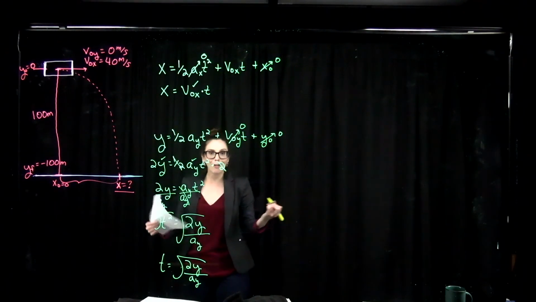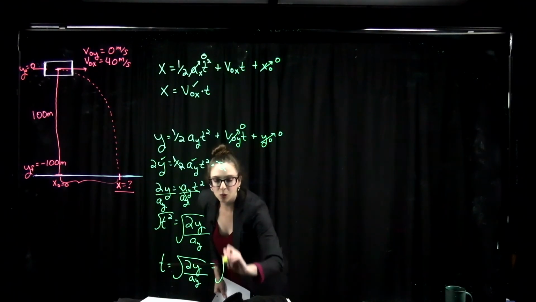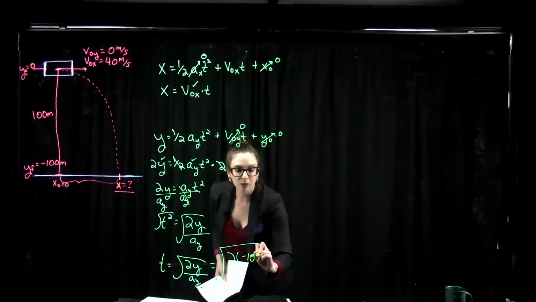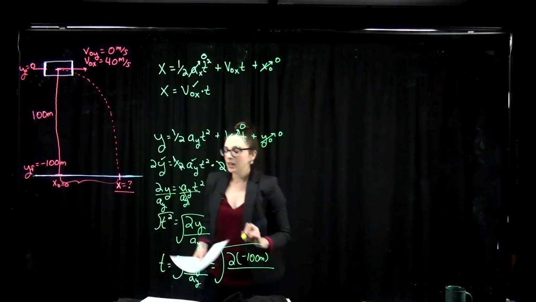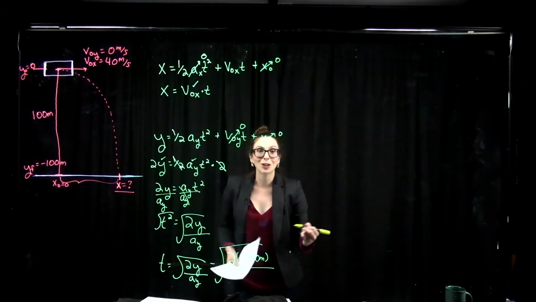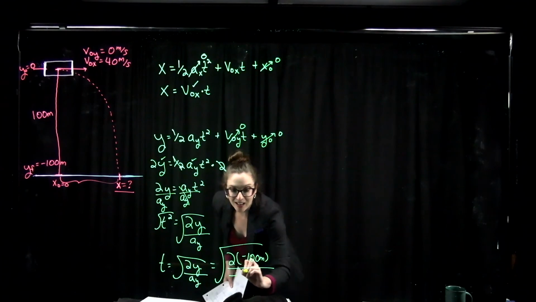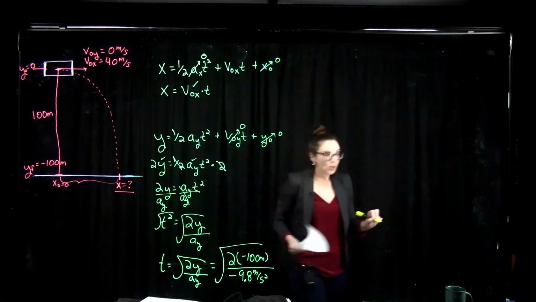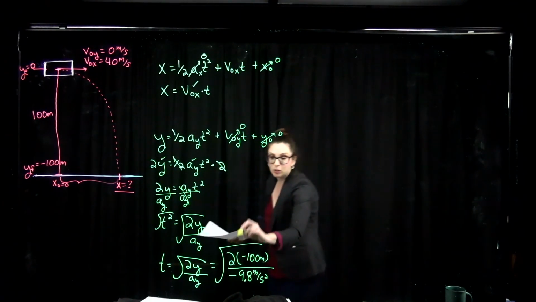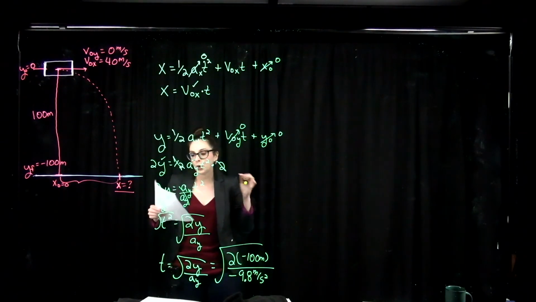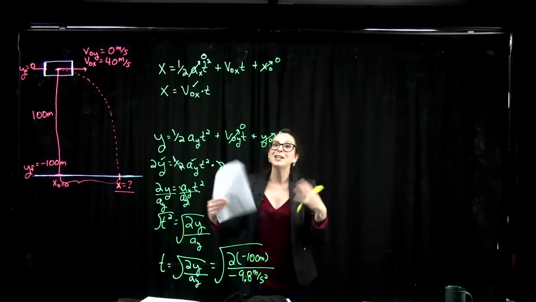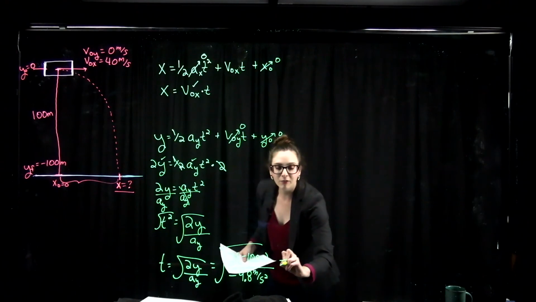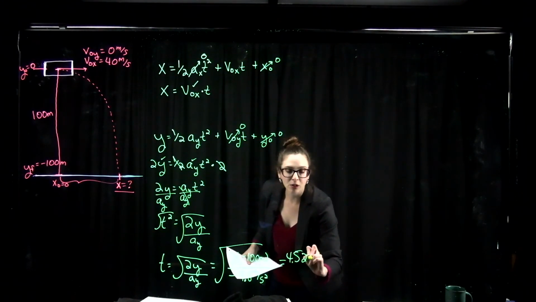the y direction. Okay, so we know that this is going to be the square root of 2 times our final y position, we said, was minus 100 meters when the package is going to land on the ground. And then our acceleration in the y direction, vertical direction, is always negative 9.8 meters per second squared. Okay, so we've got a negative on top and negative on bottom. So a negative divided by a negative gives you a positive, so we're going to be just fine when we take the square root of this. And we find that the time to fall for our package is 4.52 seconds.